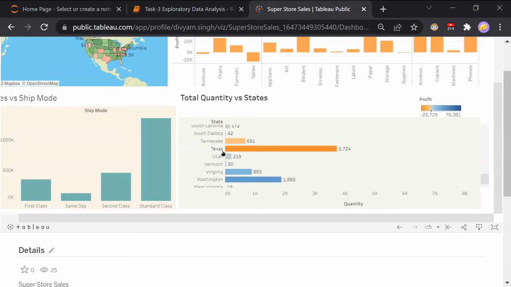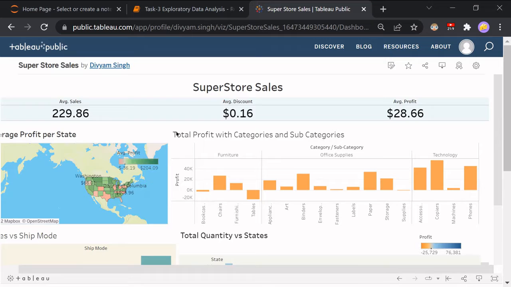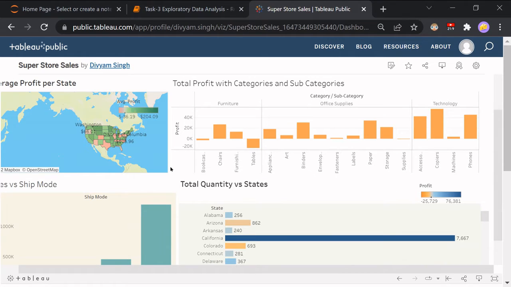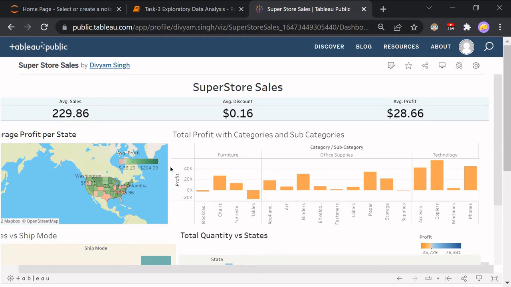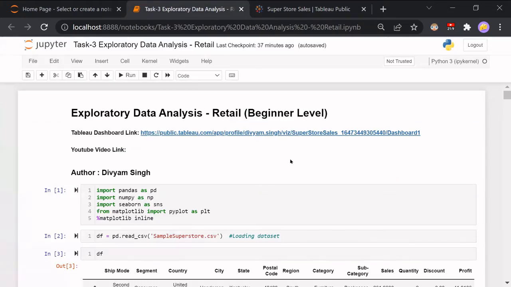Whereas in case of Texas, you can see that the quantity of goods is quite high, but it is in orange color, which symbolizes that our profit is going in negative, that we are in loss in Texas. So this was all about the dashboard that I have created. I know it doesn't look that appealing, but I hope it can give some kind of idea to the person about the data set. And now we can move on to the other part of the video.